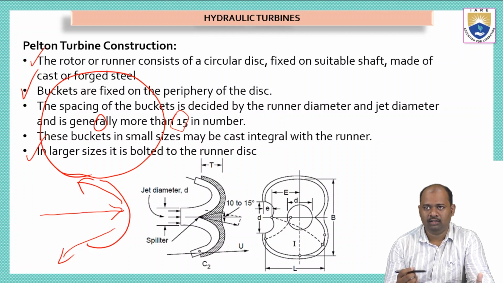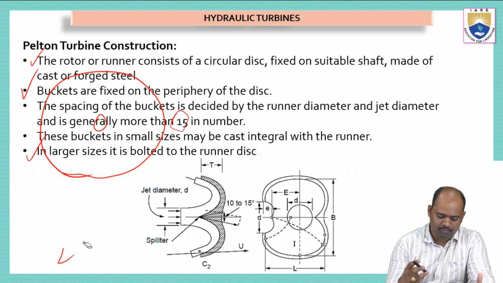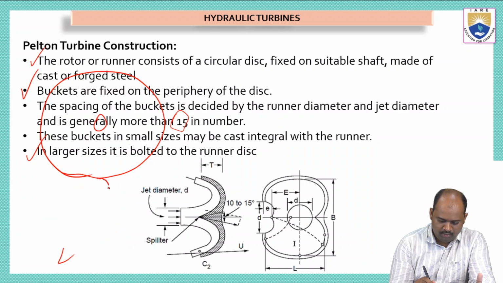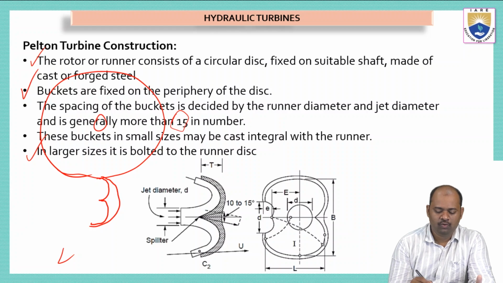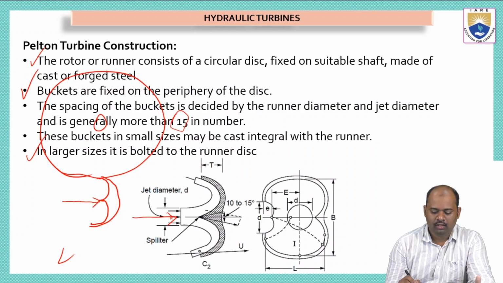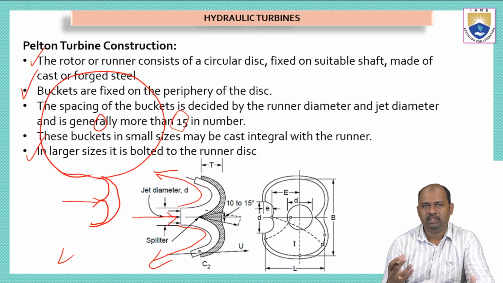In order to control that, we have designed the bucket in this shape. This is the shape of the bucket, which will have two curvatures. The water will try to touch at this point, here. When the water is touching at this point, it will be divided into two parts, one in the upper direction and another in the bottom direction. Because of this two-curvature design, water will be easily removed.